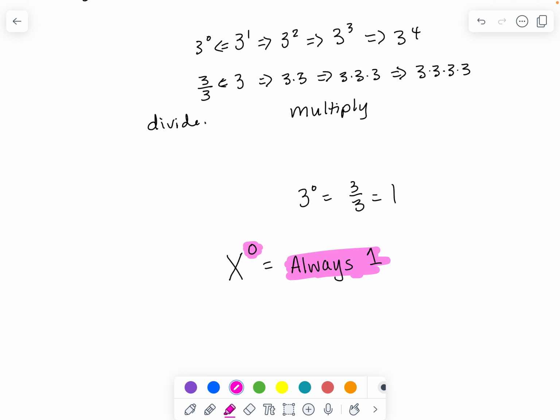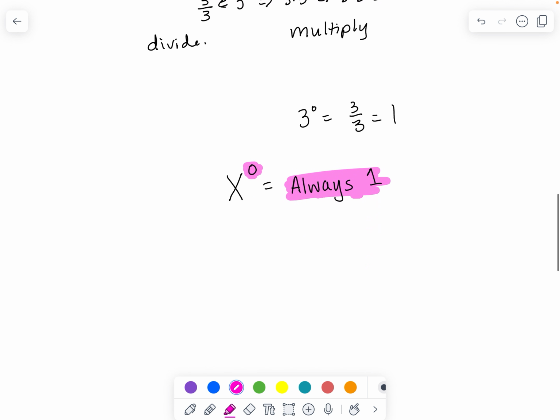Always. Because you're dividing something by itself. And when you divide something by itself, it's always 1. Okay? Always 1. Period. Exclamation mark. End of story. Period. There we go. I'm so funny. All right.